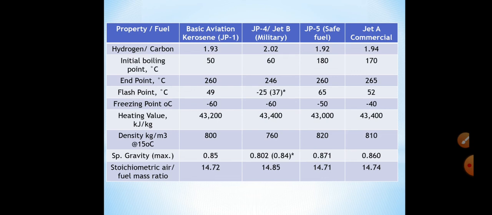If we go with the initial boiling point, end point temperature, flash point temperature, and freezing point temperature, these will vary according to the purpose and the aviation type which we are going to use. Similarly, we will have heating value, density, specific gravity, and stoichiometric air to fuel mixture ratio, which can be seen over here for different fuels. With this, we will be winding up the video.